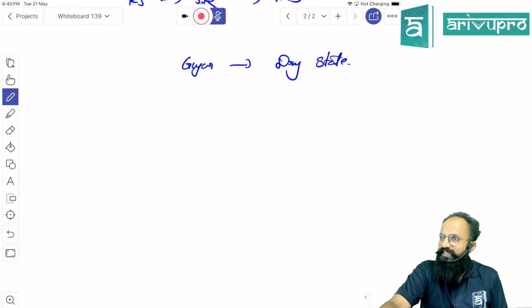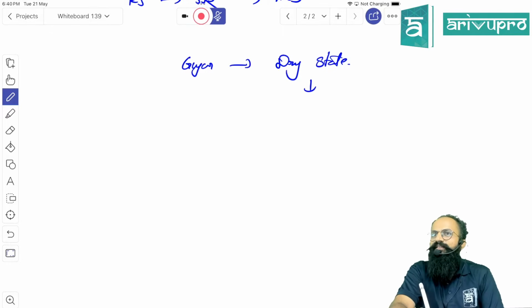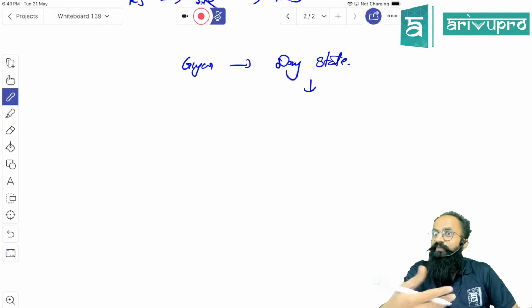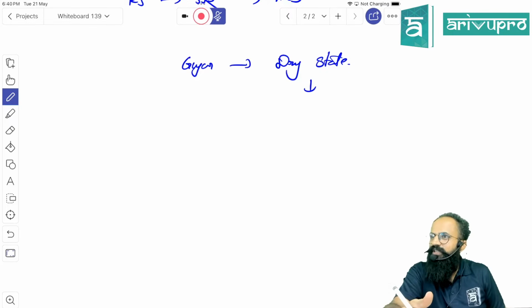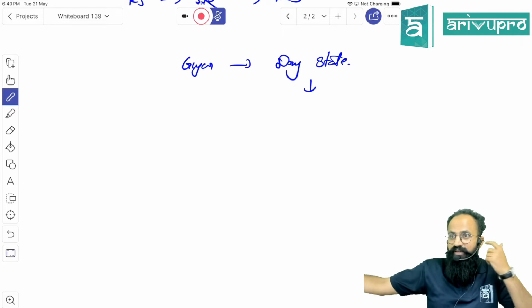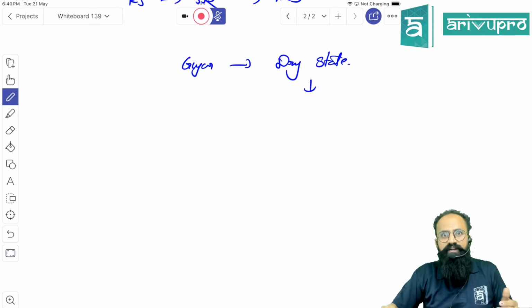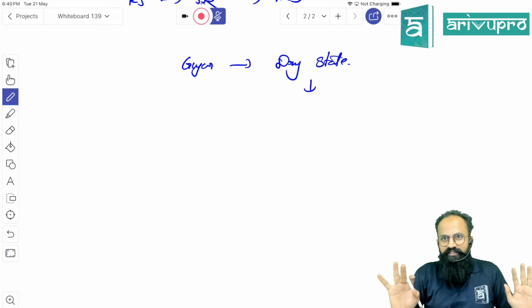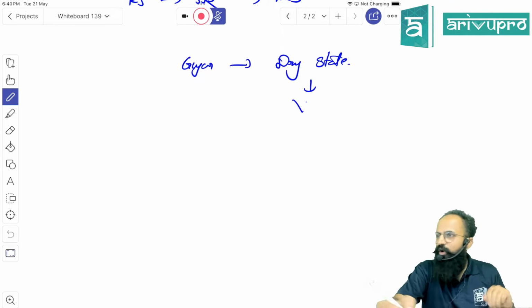Okay, I don't know. Dry state means no alcohol. From when is it no alcohol? From the birth of Gujarat? From when is alcohol not allowed in Gujarat? I hope we know that in Gujarat alcohol is not supposed to be sold by private vendors. I mean, alcohol is prohibited there. Yes? Okay, we cannot sell alcohol in Gujarat.